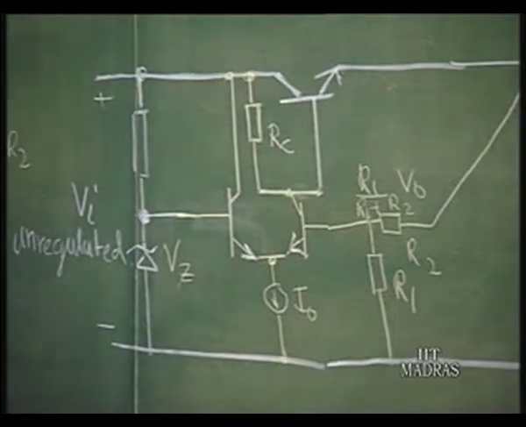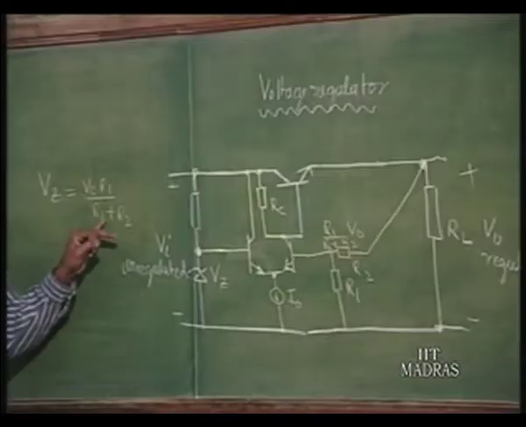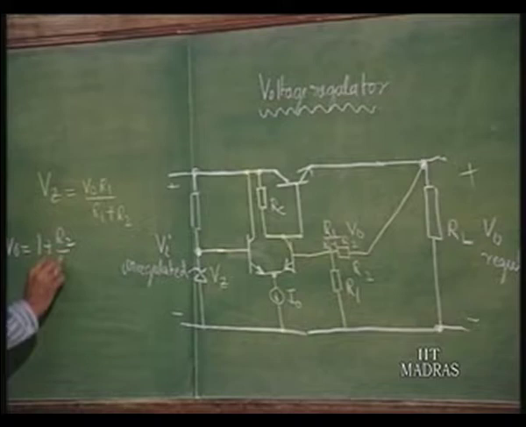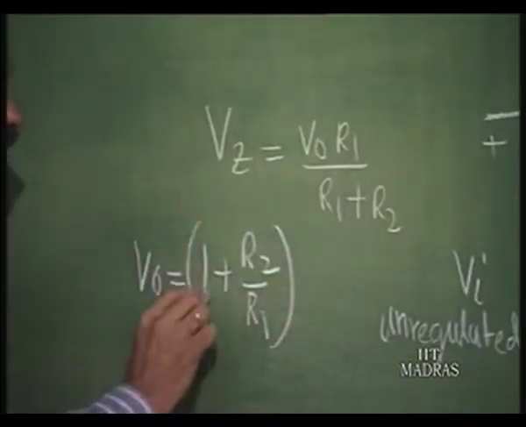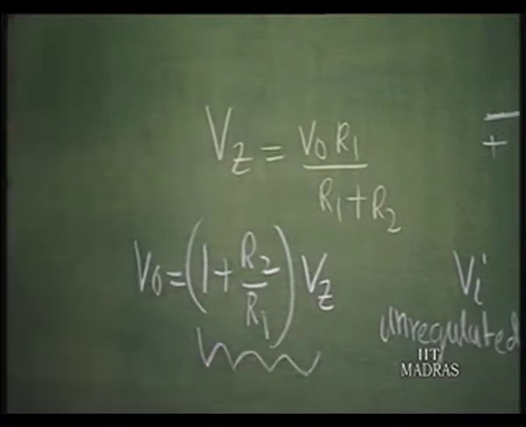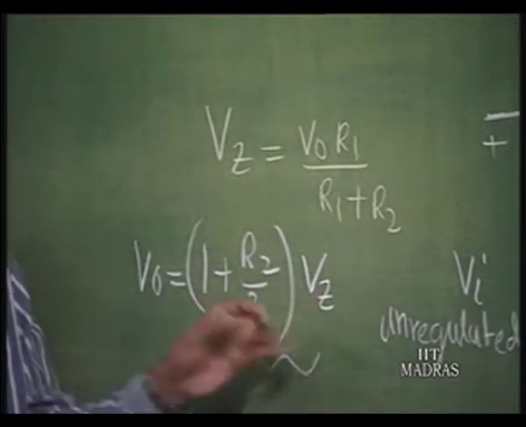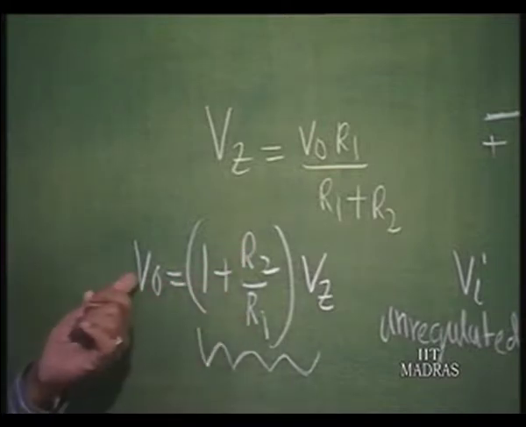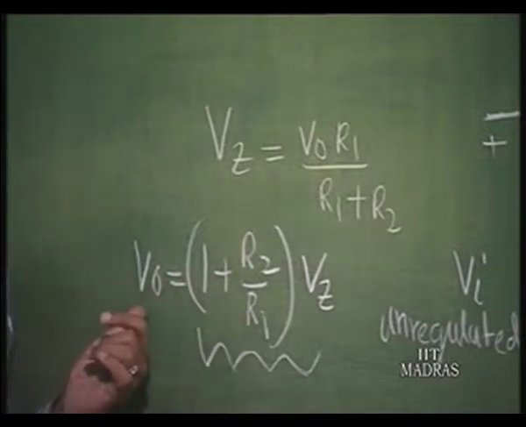So, now let us see what exactly happens. V z is equal to V naught into R 1 by R 1 plus R 2. So, V naught therefore, essentially is equal to 1 plus R 2 by R 1 times V z. So, depending upon V z, once V z is fixed, we can always find out what the R 2 by R 1 should be in order to get the required output as the regulated voltage.